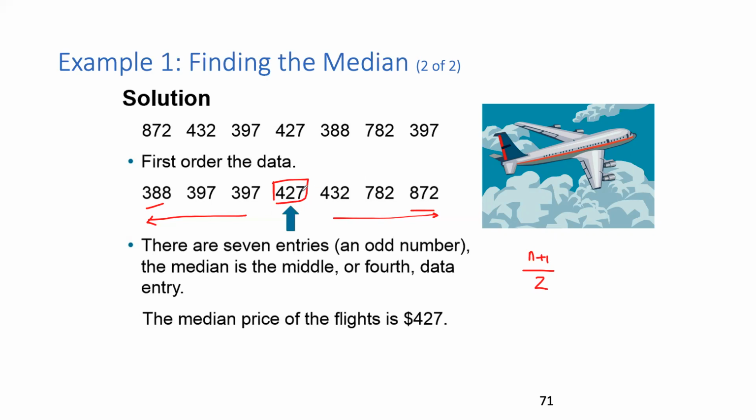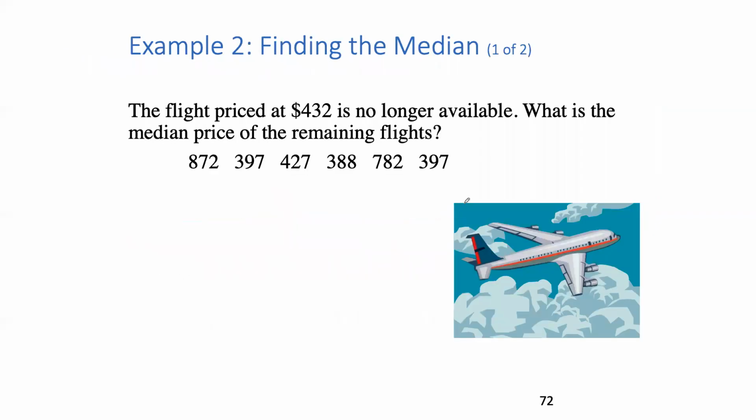So that's fairly obvious. If I have an odd number of data entries, then I can just find the middle entry. First, I order the data, then I look for the middle entry, which breaks the data set into two equal halves, and that becomes the median for that data set. Okay. So what happens if I have an even number of entries?